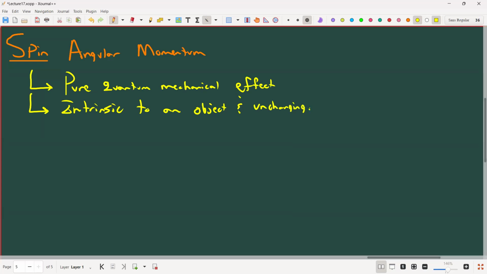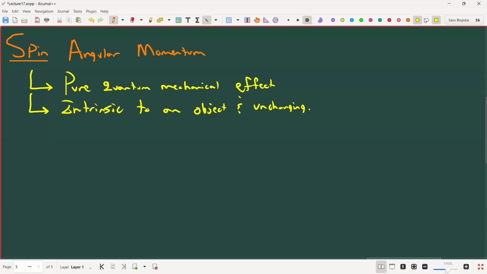So I think it's best to start thinking a little bit about the math of this, and then we'll apply it to the electron.